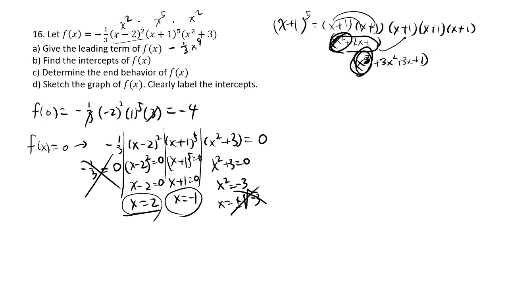So the answer to B, written in ordered pairs, is (0, negative 4). That's your y-intercept. (2, 0), (negative 1, 0). So that's the answer to B. Determine the end behavior of f of x. You should have learned in class that the leading term is what determines the end behavior.